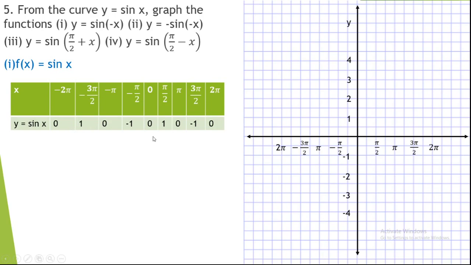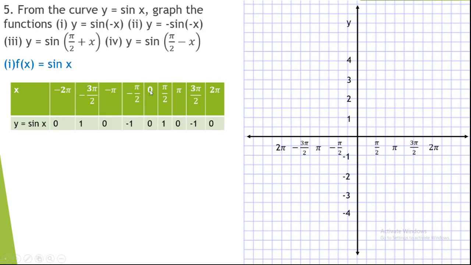This we will learn in trigonometry in detail. For the time being, just memorize this. We will learn in trigonometry in detail how to find the sin x value for all these functions. Right, now we have to plot it. Since we have x in pi values, I have written 90, 180, 270, 360, minus 90, minus 180, like that. This is minus 2 pi. Now we have to plot it.